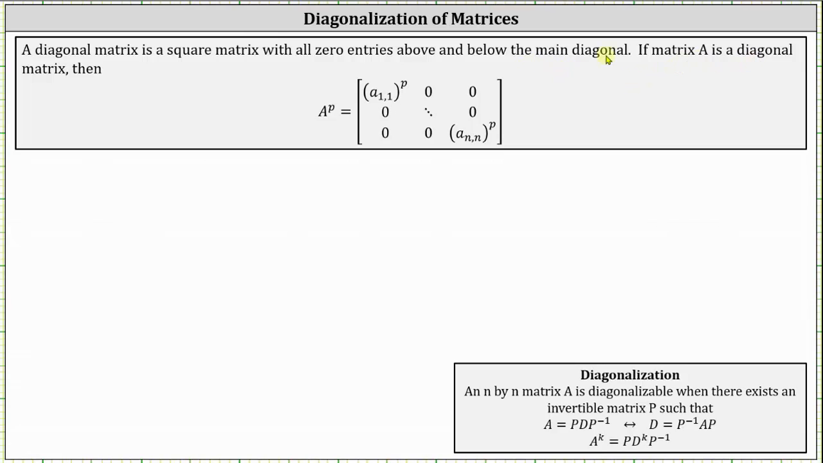If matrix A is a diagonal matrix, then matrix A raised to the power of P is equal to the diagonal matrix where the entries along the main diagonal are the entries of matrix A raised to the power of P. Let's look at some examples.